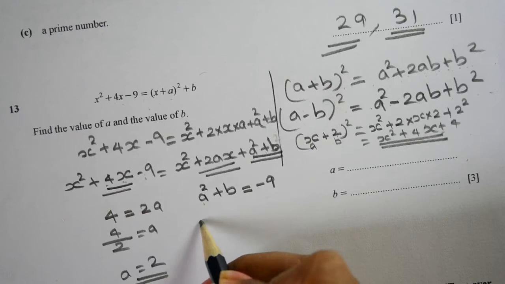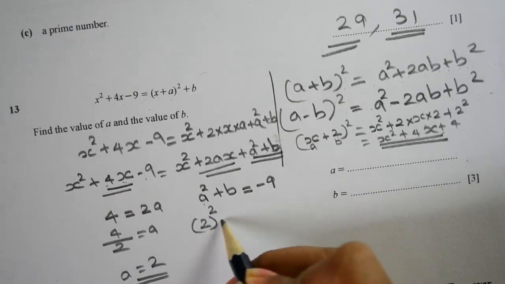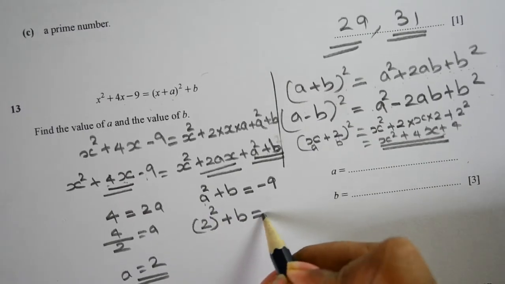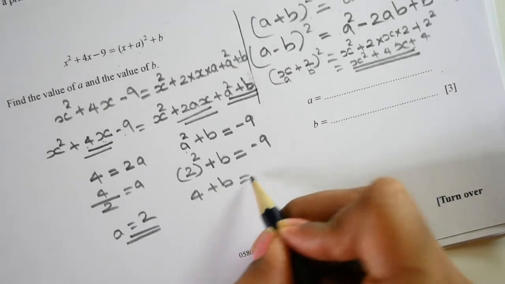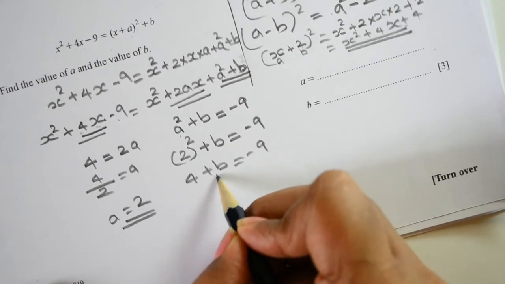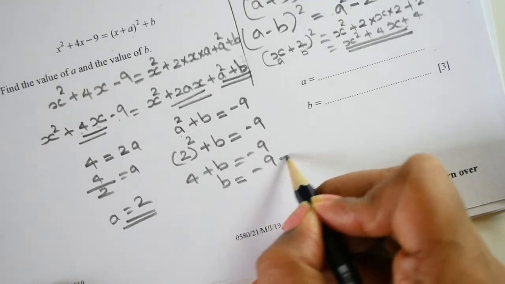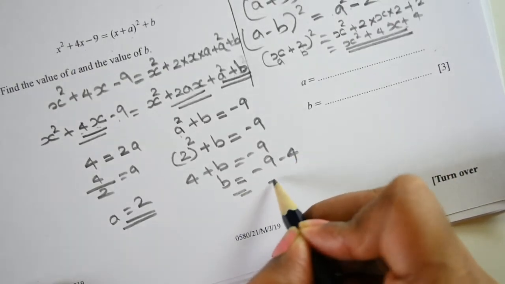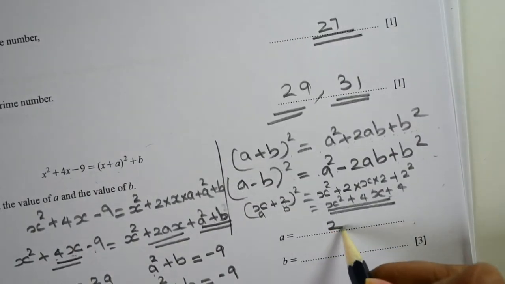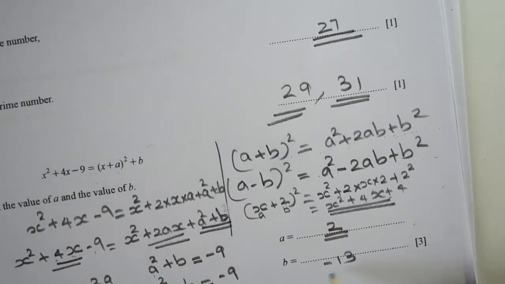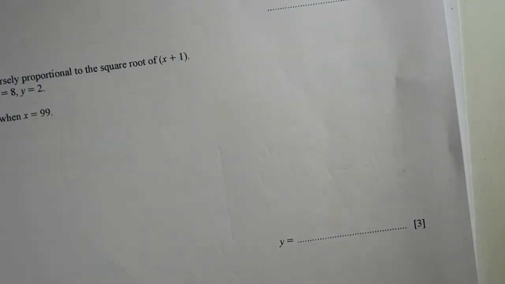So what is a here? Already we got it here. 2 square plus b is equal to minus 9. Then 4 plus b is equal to minus 9. Then b is equal to minus 9 minus 4, which is minus 13. So what are the two values we got? a is equal to 2, b is equal to minus 13. Simple. Okay, next question.